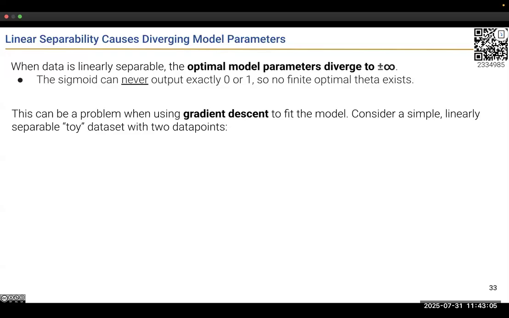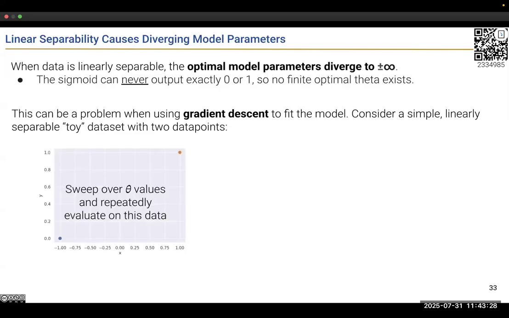Right? Because your sigmoid curve can never output exactly 0 or 1. So you cannot have a finite optimal theta. Your theta, if you want a perfect prediction, has to go to infinity, which is not good.